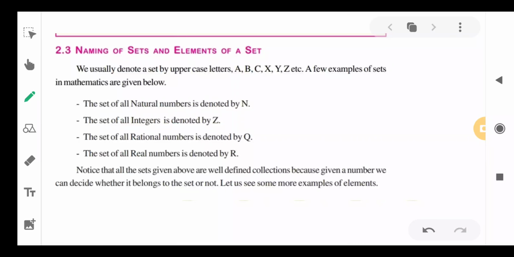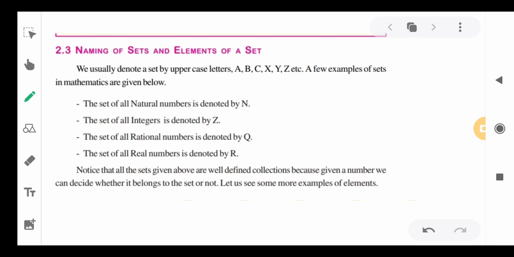So, naming of sets and elements of a set. How are we going to denote the sets, how are we naming them? There are so many sets, and we can define a set ourselves. After defining it, how are you going to write it? That we'll see. How are you going to write the set?